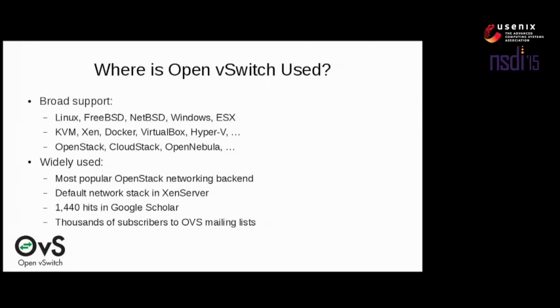Let's talk a little bit about where it's used and how it can be used. So it's supported on a lot of operating systems with a lot of virtual machine environments and cloud management systems, and it's widely used in a lot of those. It also has been pretty popular in research for the last couple of years. If you type Open vSwitch into Google Scholar, then you can find well over 1,000 citations for it. And our mailing lists, the developer and discussion lists, have over 1,000 subscribers.